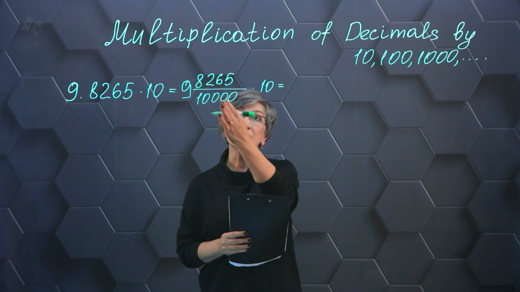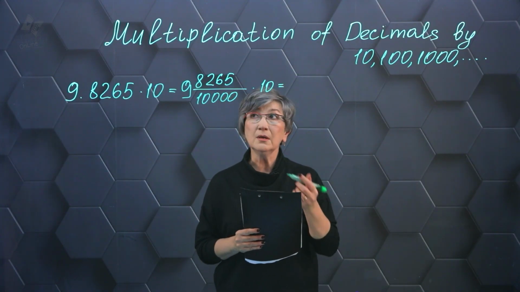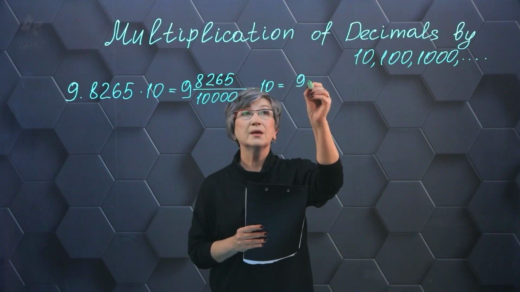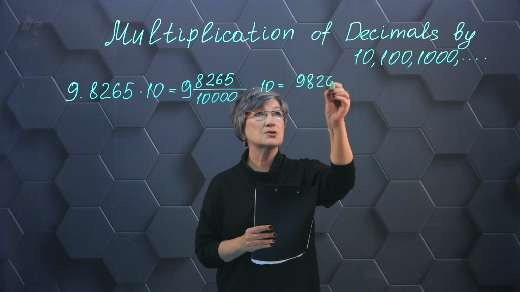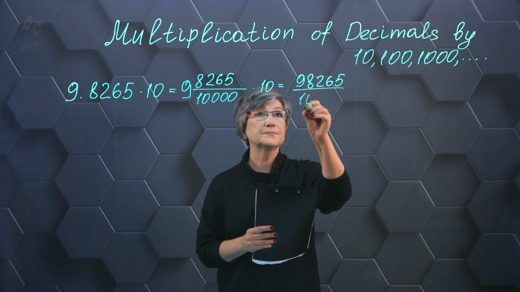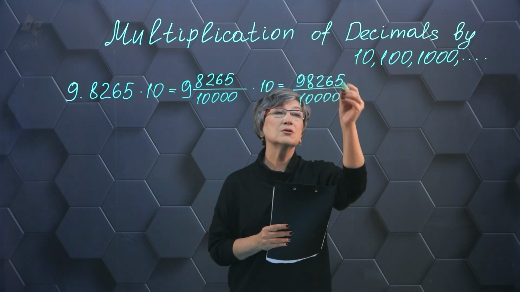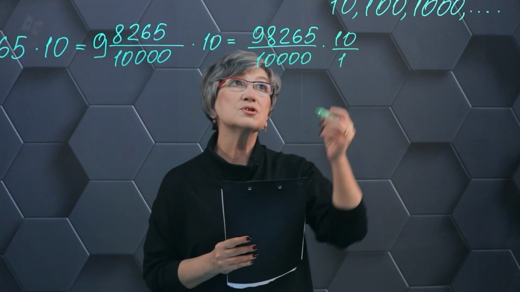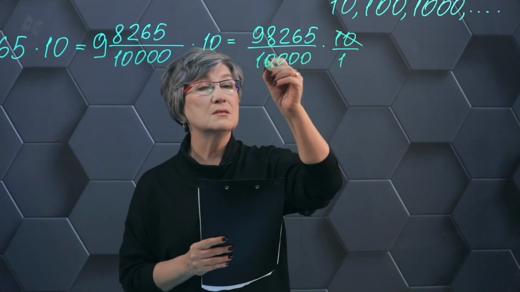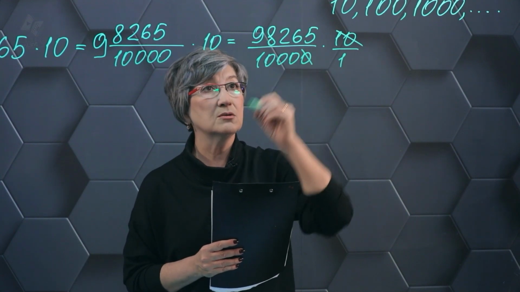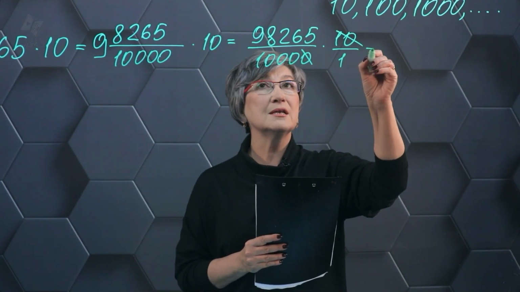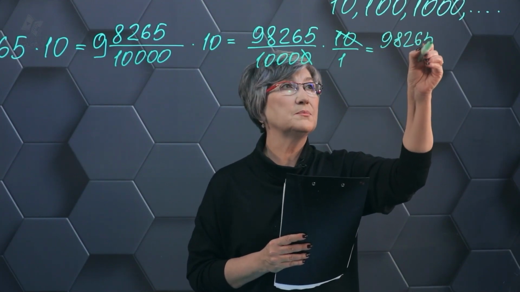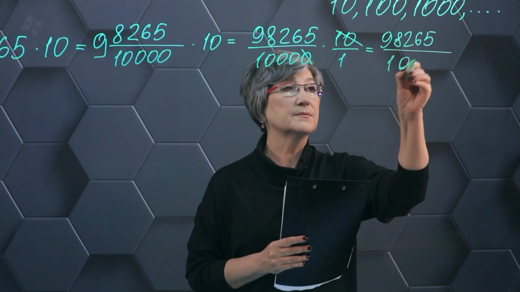According to the rules of multiplying a mixed number by a number, I have to convert to an improper fraction. I get the following number, 98,265 ten-thousandths. And I multiply that fraction by 10. I know how to multiply, and I will reduce. That is 10, and here 10,000 is reduced. I will remove one zero. As a result, I get the following fraction, 98,265 thousandths.